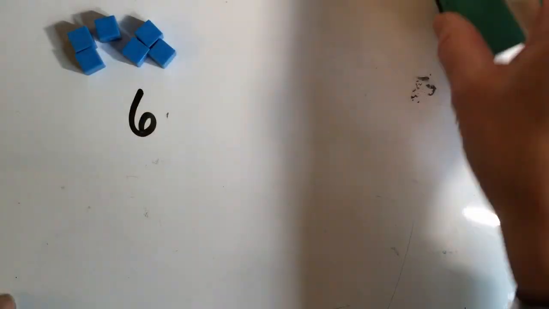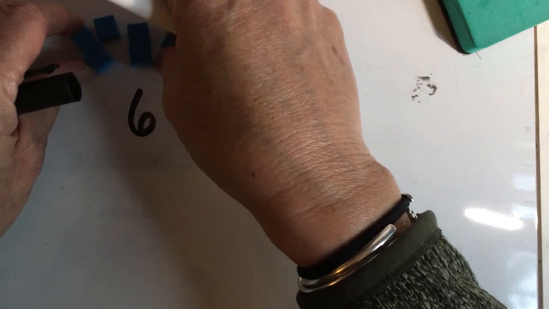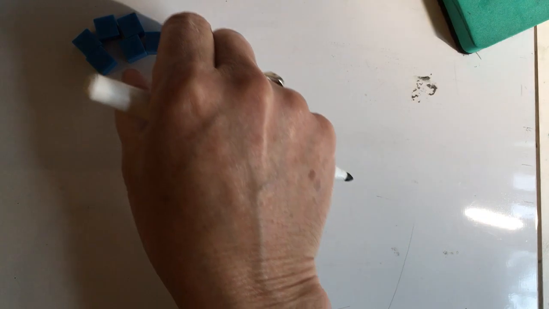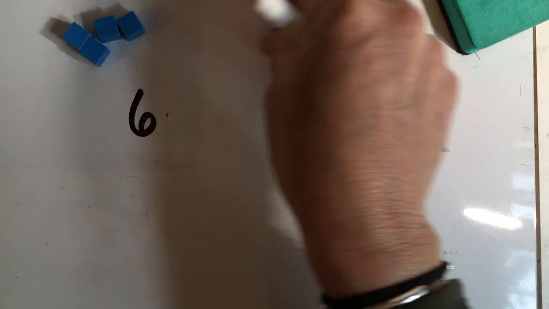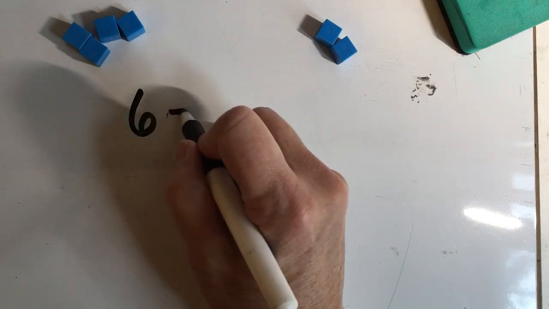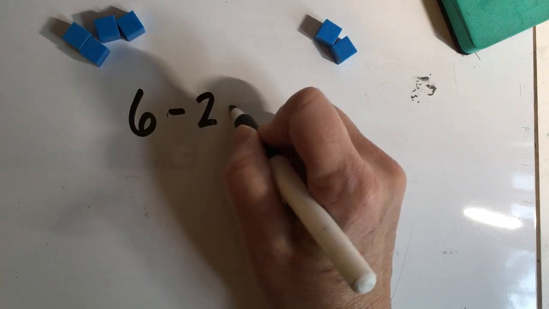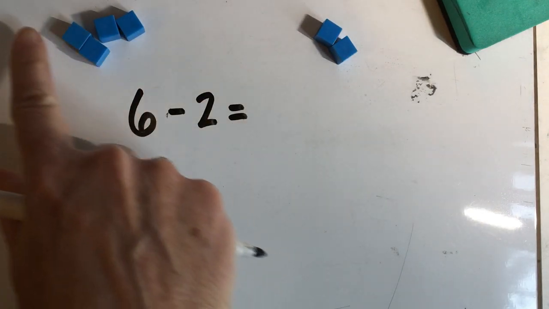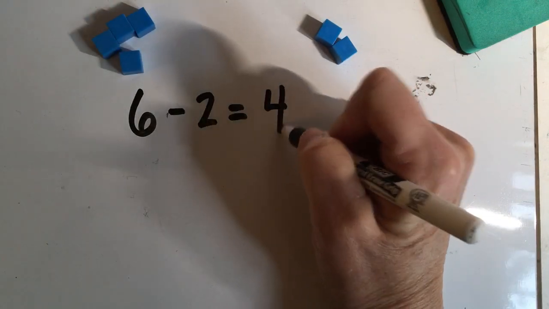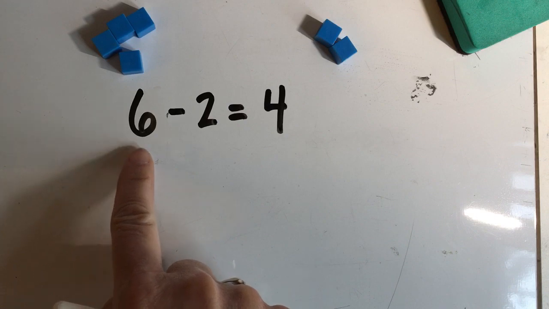I'm just going to leave my 6 right there so I don't have to write it again. You can do the same if you're writing. Okay, 6. Now I'm going to take away this. Look and see how many I took away. Minus what? Yep. And then how many are left? Sure, 4. So read that number sentence to me.